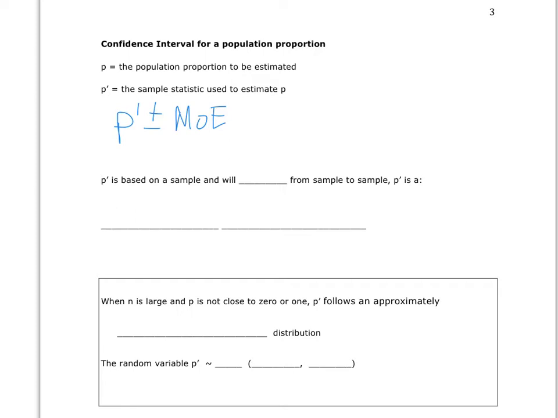Now, the margin of error includes two things from the population mean confidence interval. We either took a value from a t-distribution or a z-distribution, depending on what the distribution of x bar was, given the assumptions that we could make. And then the other piece was the standard error of the mean, or the standard deviation of x bar. So we can think of that margin of error as going to be either a t or a z, and then we also need the standard deviation of P prime to go into that margin of error. So we've got to determine what the distribution of P prime is.